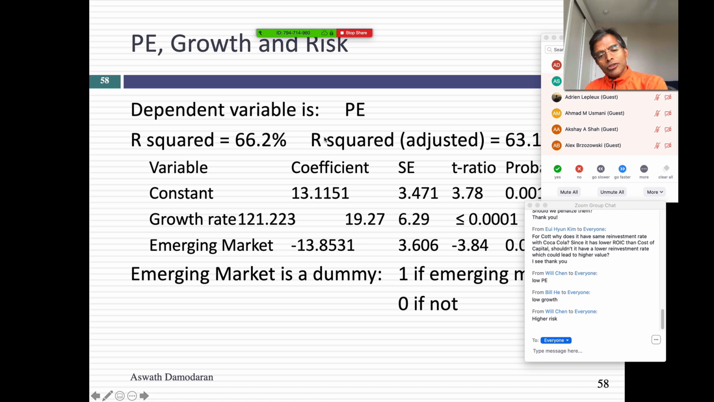So let's read this regression. 13.11 is the intercept. That's the base. Every 1% increase in growth at telecom companies in the late 90s increases my PE ratio by 1.21. So higher growth means higher PE. So if your growth rate is 5% higher than mine, your PE ratio is going to be roughly 6 higher than mine, 5 times 1.21. And if you're an emerging market company, your PE ratio, holding all else constant, will be 13.85 lower than a developed market company. So I have 2 companies, exactly the same growth rate. The emerging market company will have a much lower PE ratio.